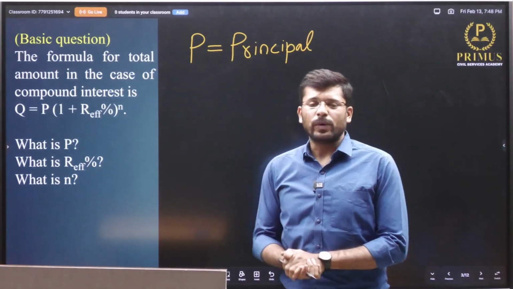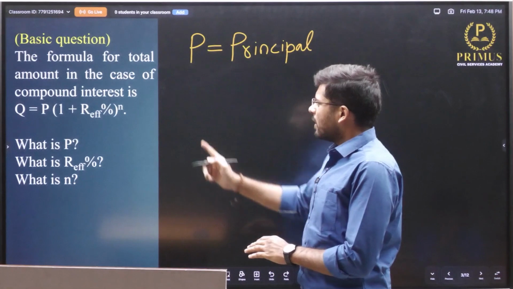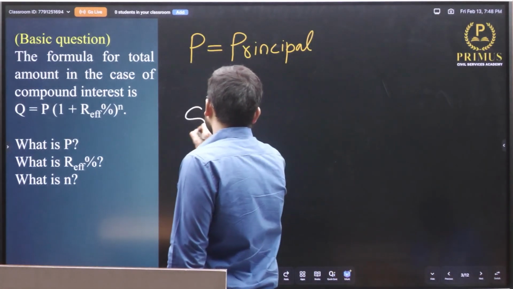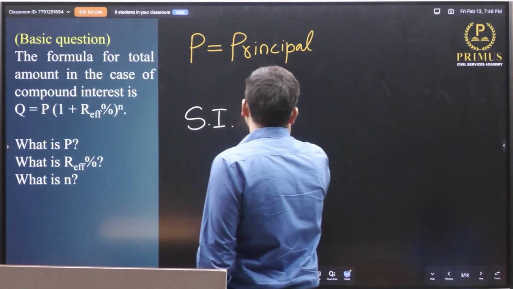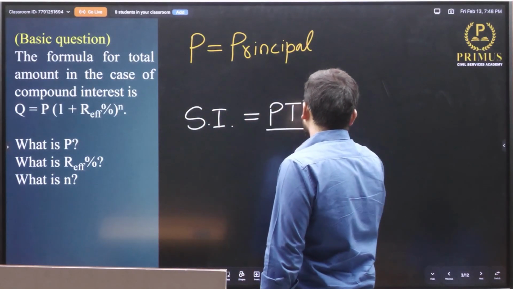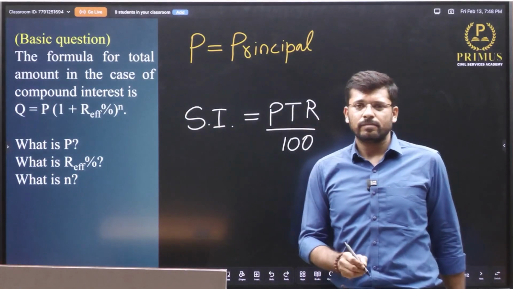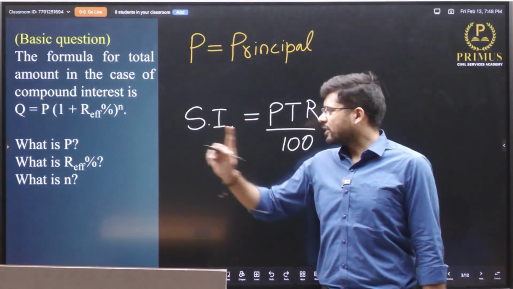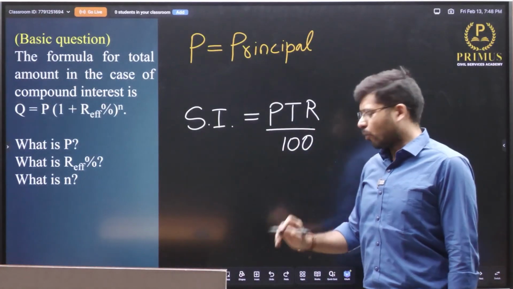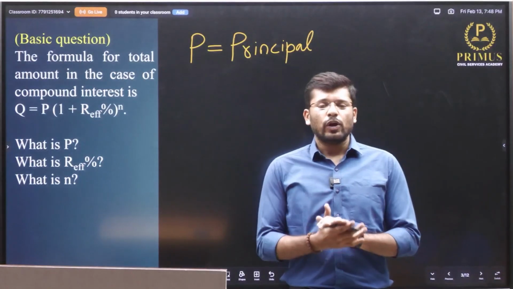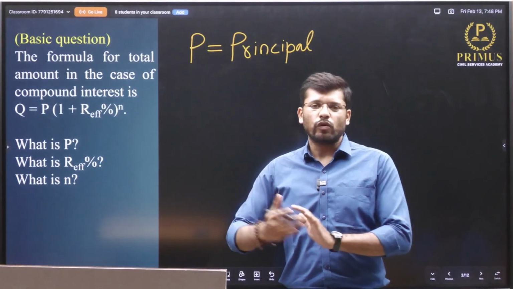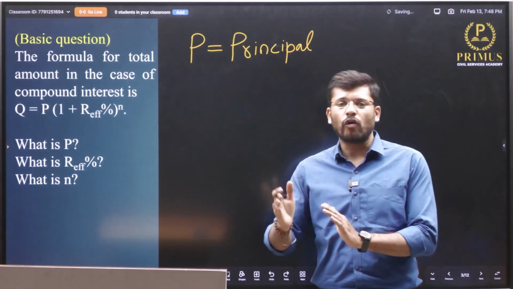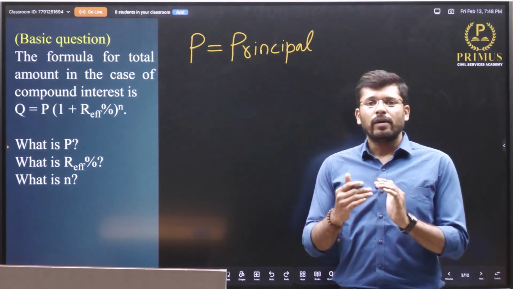Then what is R effective percentage? You know, the formula for simple interest is very easy. The simple interest formula is SI equals PTR by 100. Principal, time period, R interest divided by 100. But it is not so simple when it comes to compound interest. Let us say you lent 1000 rupees to your friend at 10% annual interest, but compounding half yearly for a total period of 1 year.